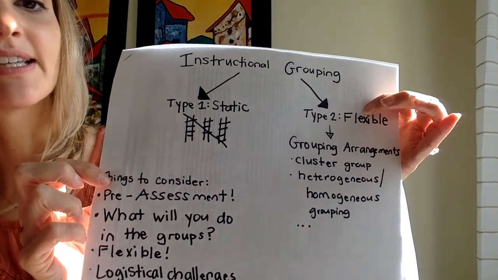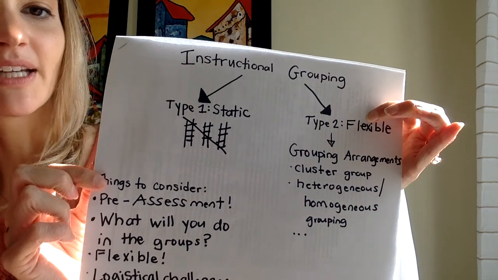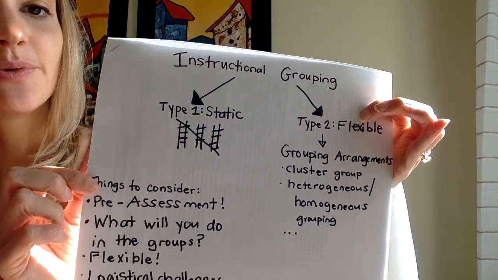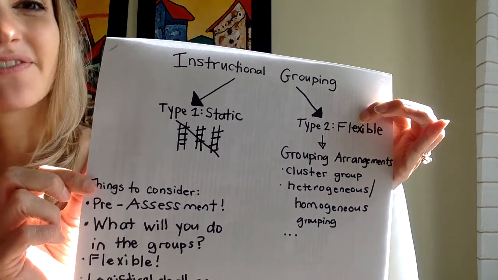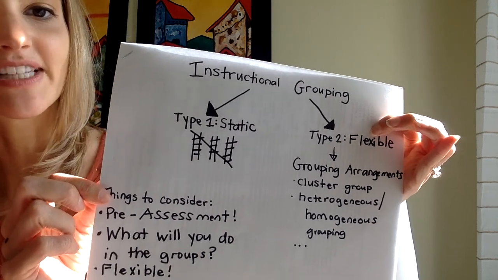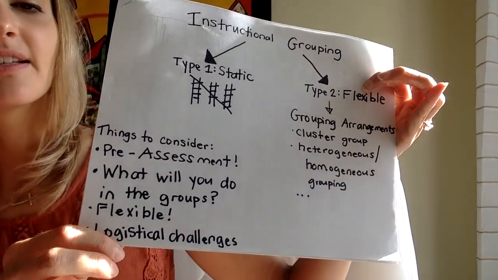Okay, so consider, what pre-assessment am I using? What will I actually do in these groups? Am I being flexible and recognizing I don't have the same groups every time? And this is the real world. Are we being logistical? Are we being practical? So that's a very brief overview of instructional grouping. Along with this module, you have 2 assignments. So you have both a discussion board and you have an application assignment.